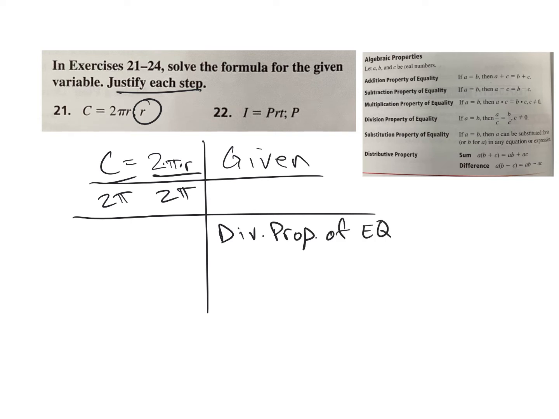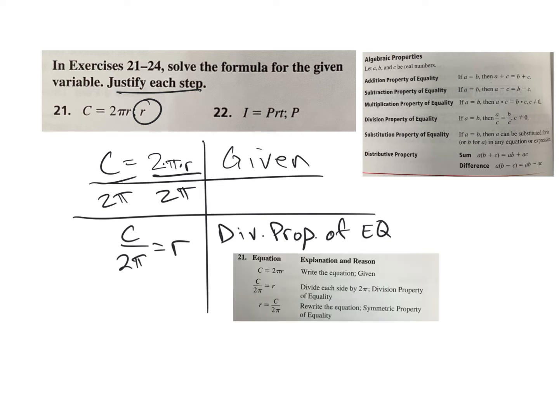If you add and subtract, you're moving the whole thing. If you multiply or divide, you're separating things. So the answer is c over 2 pi equals r. R is by itself, and it's in the numerator. Now you're done with that one. Okay, and they just use the symmetric property to put the r on the left. You do not need to do that, but you do need to make sure you know the symmetric property.